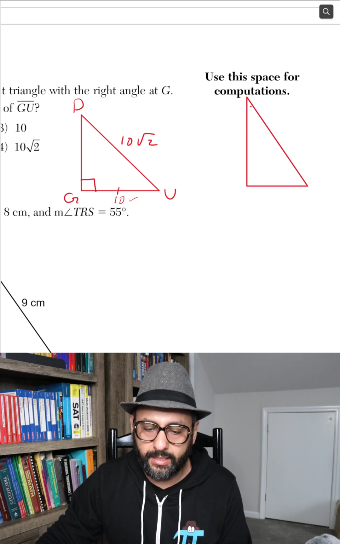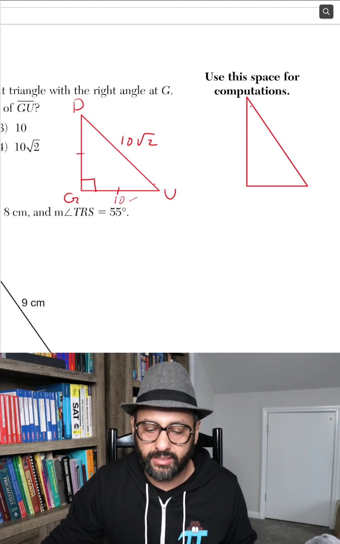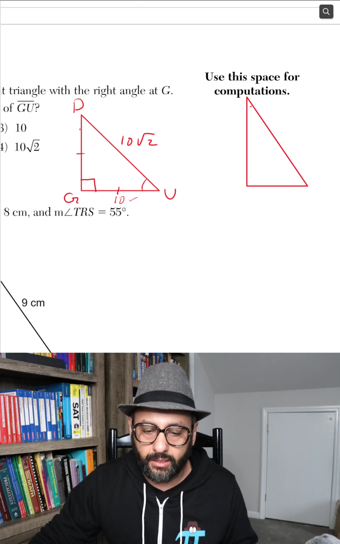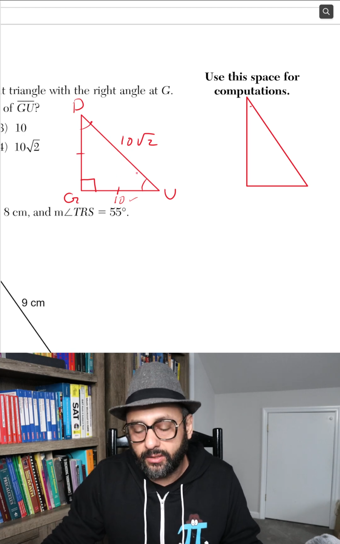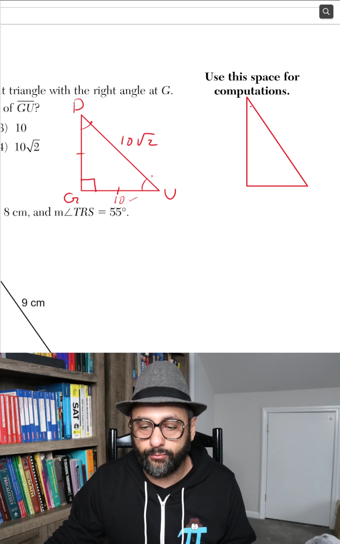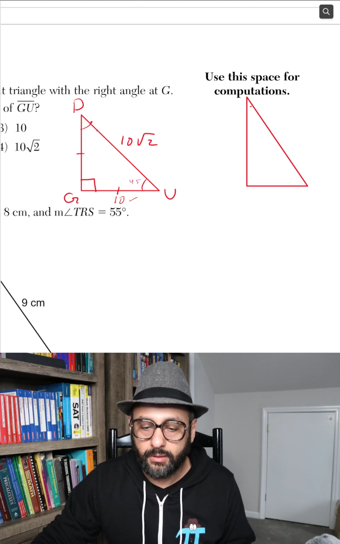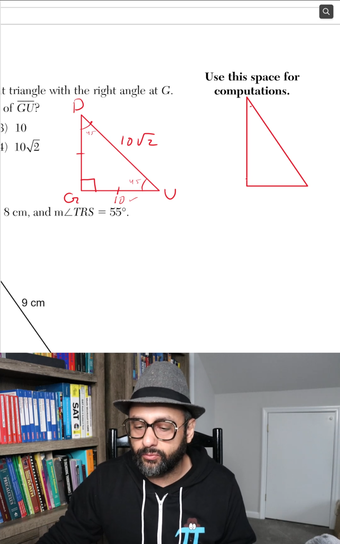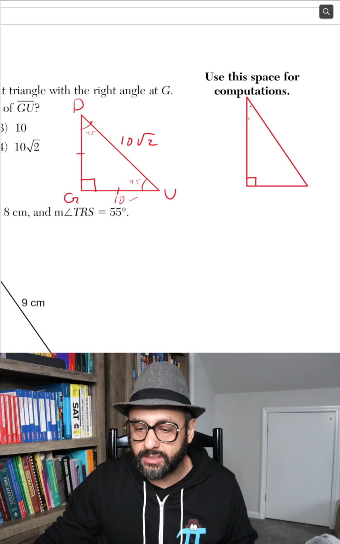So again, why did I assume that this is a 45, 45, 90 triangle? Because it's isosceles, making those two angles congruent, and they add up to 90. Congruent angles add up to 90. You divide by 2, you get 45. 45. So if you have a right triangle, that's a 30, 60, 90 triangle.